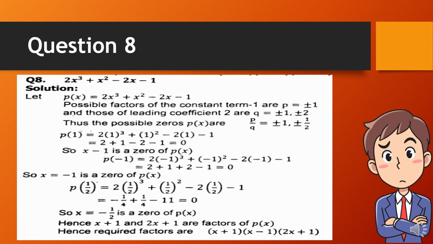x is equal to 1 is a 0 of P of x. Similarly, P of minus 1 will be giving you 0. So you can write x is equal to minus 1 is a 0 of P of x, or x plus 1 is a factor of P of x. Now check 1 by 2, it will give you 0. So you can write x is equal to 1 by 2 is a 0, and you can check whether it is a factor of the given polynomial or not by checking whether it gives you 0 or not. So you can write the required factors. It will be x plus 1, x minus 1 and 2x plus 1.